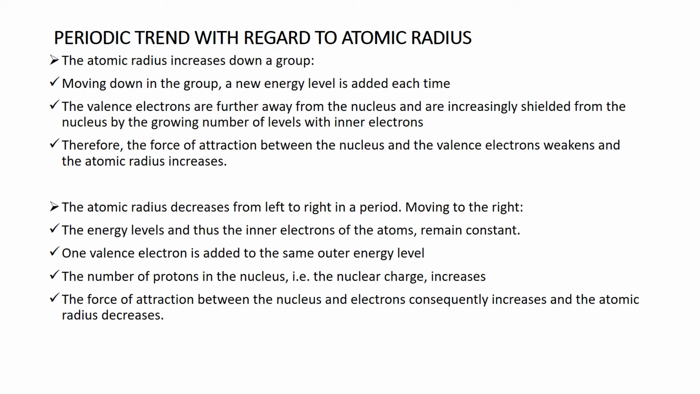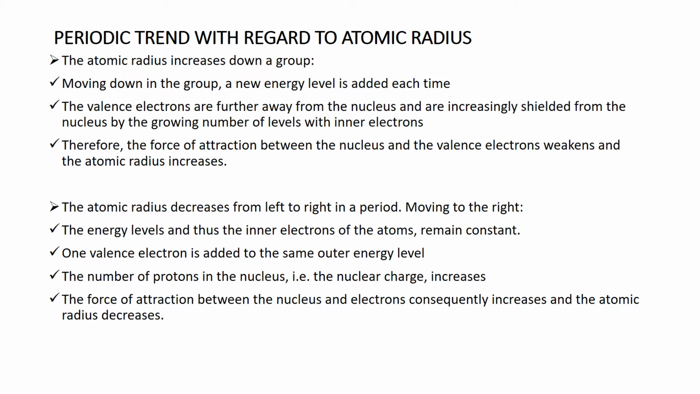So what is the periodic trend with regard to the atomic radius? The atomic radius increases as you go down a group. So as you move from top to bottom of the group, your atomic radius increases. Why is that? It is because as you move down in the group, a new energy level is added each time. So you add a new energy level as you move from group 1 to 2, from group 2 to 3, from group 3 to 4, etc. And so if you add a new energy level, the valence electrons will be farther away from the nucleus, and they will be increasingly shielded from the nucleus by the growing number of levels with inner electrons.